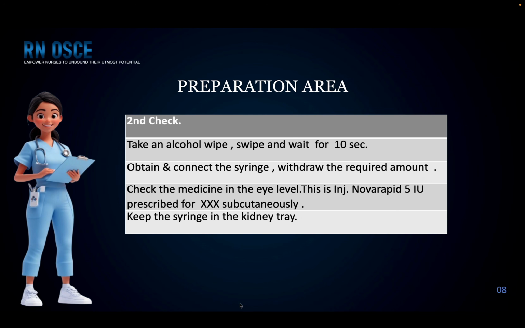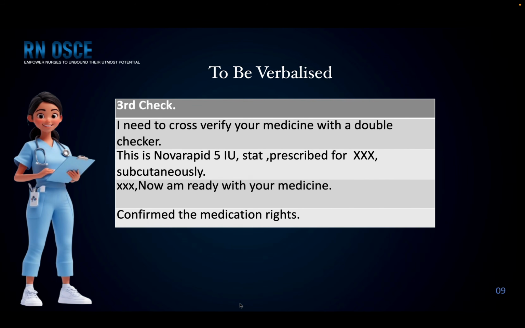Can I keep this syringe in the kidney tray, or shall I proceed with this? Keep the syringe in the kidney tray. I need to cross verify my medicine with a double checker. This is Nova Rapid 5 international units STAT prescribed for my patient subcutaneously. Shall I proceed with this medication? Okay.